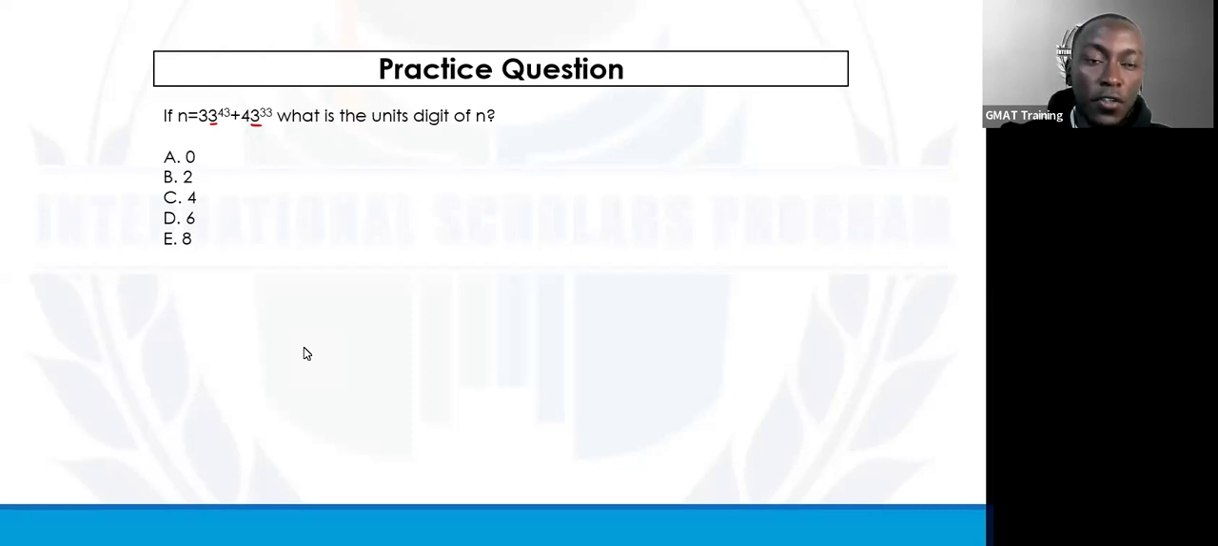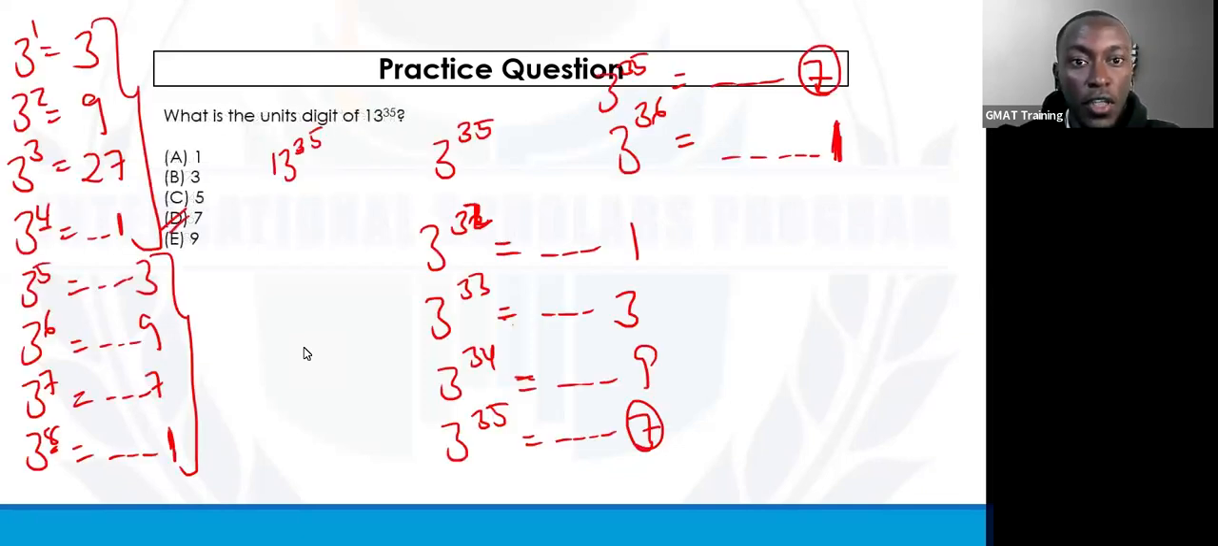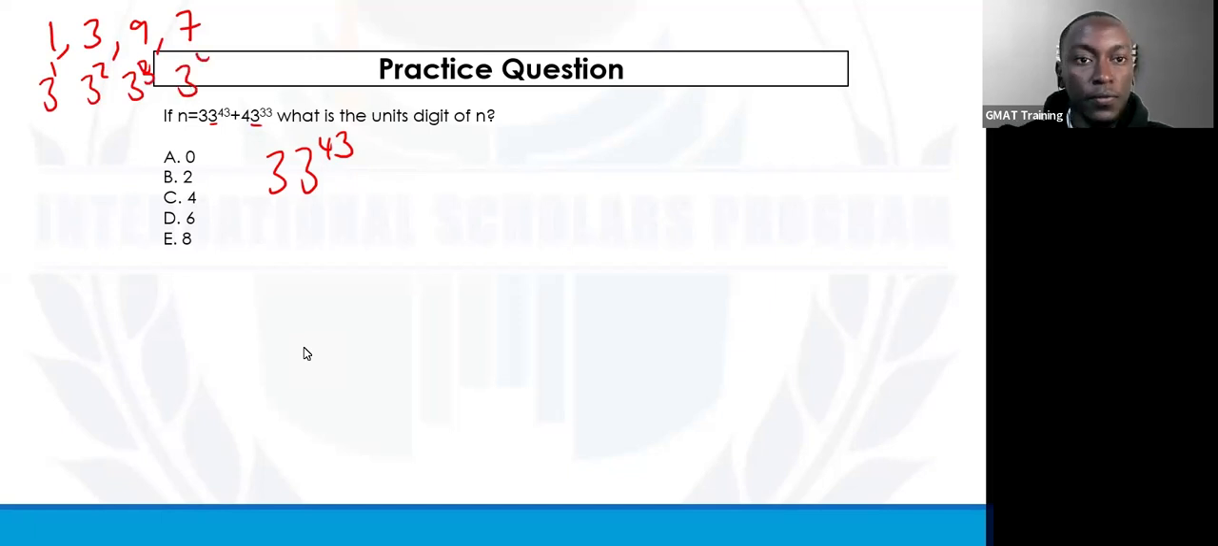33 to the power 43. We'll start with 33 to the power 43. We already know that the cyclicity of 3 from a previous question is 3, 9, 7, 1. So there is 3 to the power 1, 3 to the power 2, 3 to the power 3, 3 to the power 4. Then 3 to the power 43.